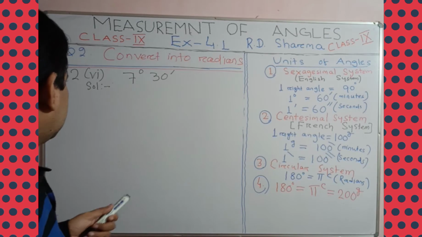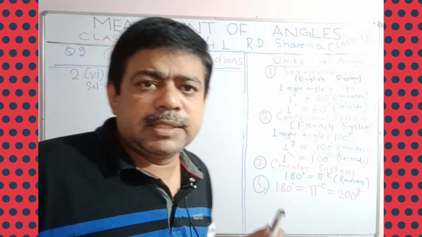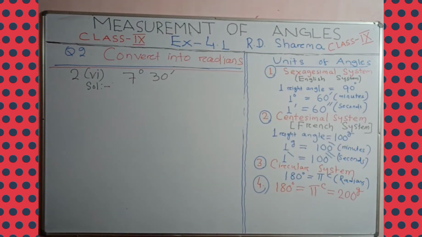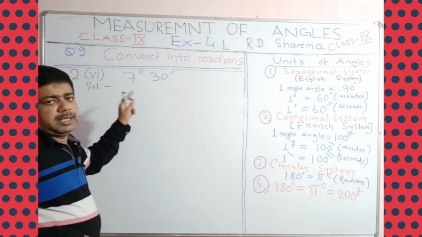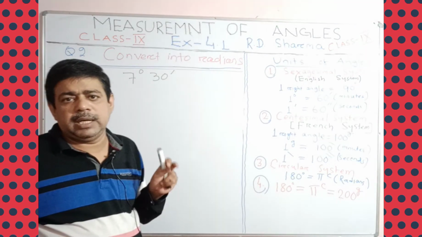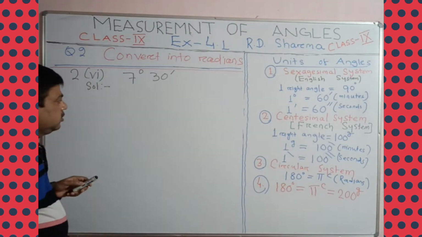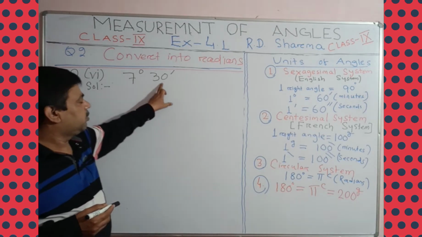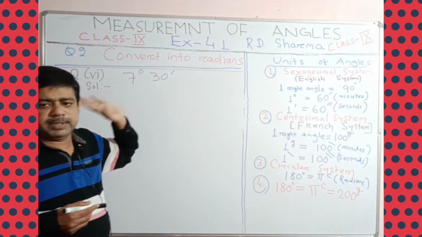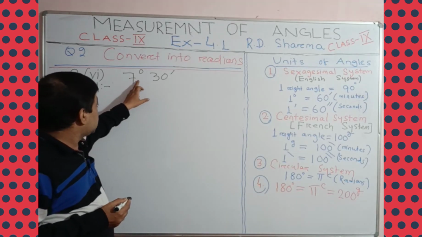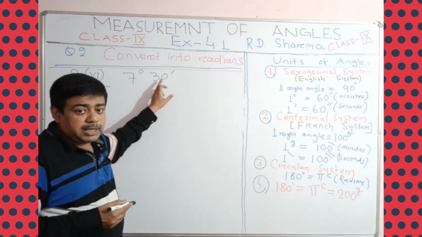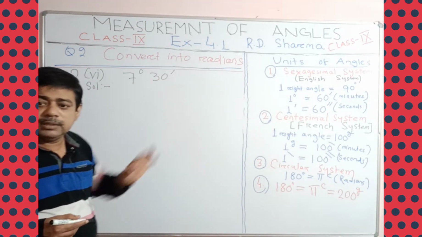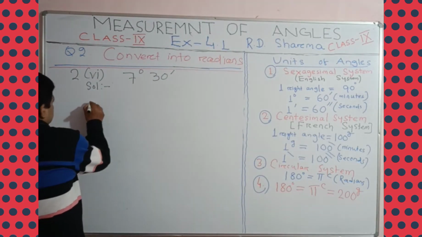So in question number 2, the sixth bit, the angle is given in degree and minute, 7 degree 30 minute. Here we have to convert this angle into radian. Understand? First of all, you see this 7 degree 30 minute. First you have to convert the minute into degree, and then convert to radian. Suppose it is given 7 degree 30 minute.